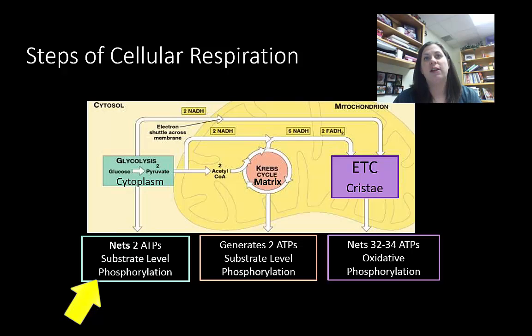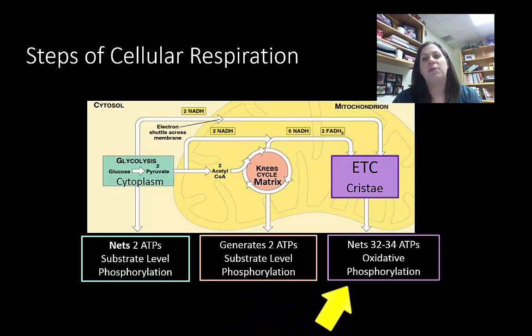Now remember, substrate level phosphorylation means it's going to use enzymes to help with that, but oxygen's not present. We're not going to use chemiosmosis or anything like that. It's just an enzyme helping create that ATP. On the other hand, for the Krebs cycle, we also create 2 ATP, again by substrate level phosphorylation.